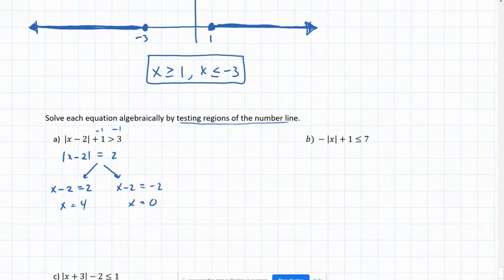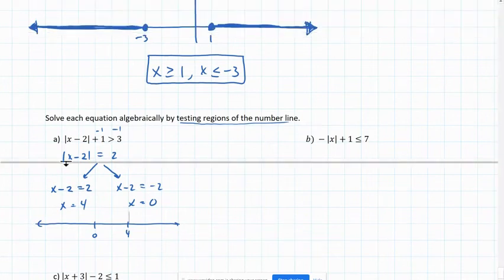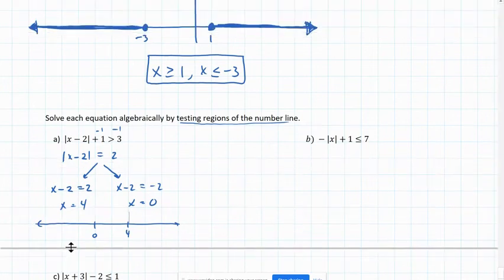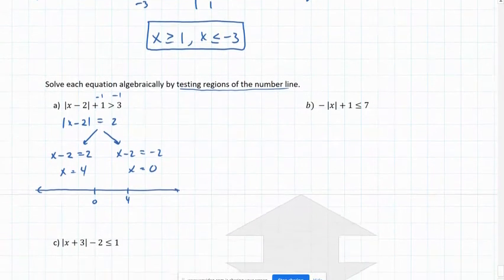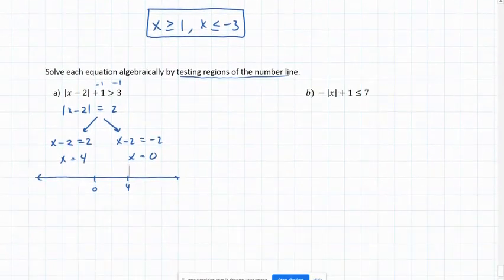And so that breaks the number line up into, if we mark those numbers 0 and 4, then we have 3 different regions of the number line. And so we're going to try numbers in each of those three regions and see which ones work and mark the number line region as yes or no.